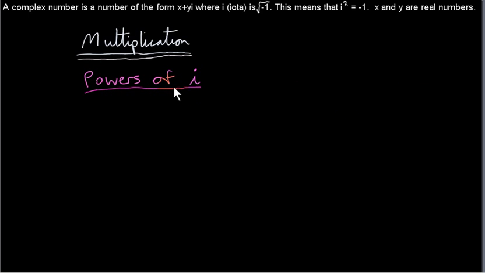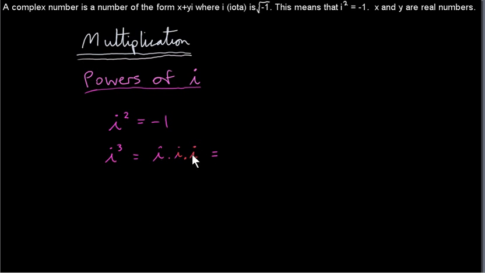The next thing I want to consider is powers of i. Well, we know that i squared is minus 1. Suppose we want to get i cubed. Well, i cubed means i times i times i. When you cube a number, you just multiply it by itself twice. For example, 2 cubed would be 2 times 2 times 2.